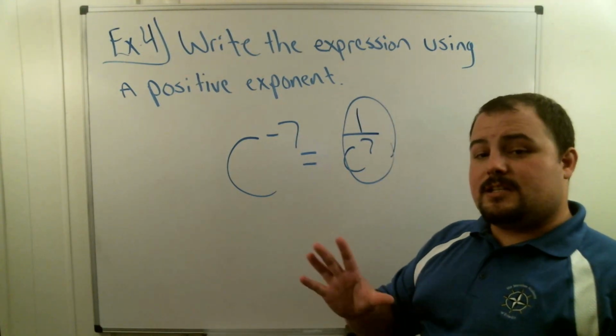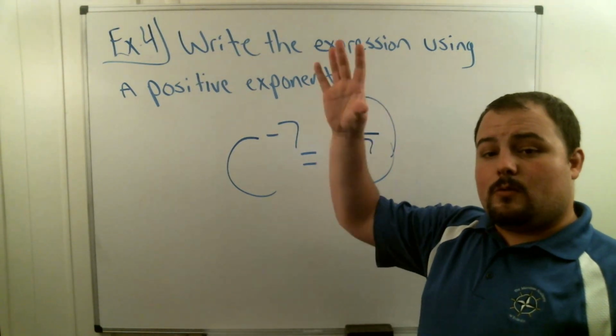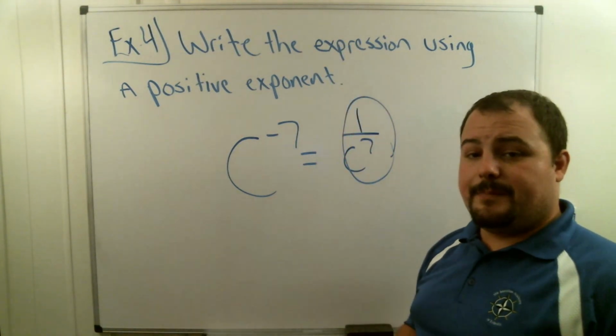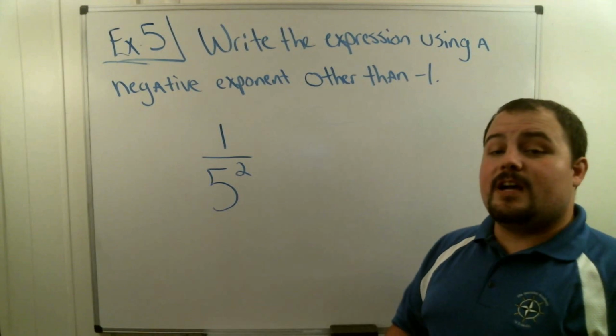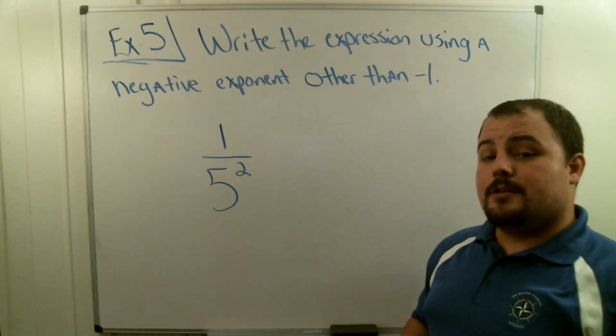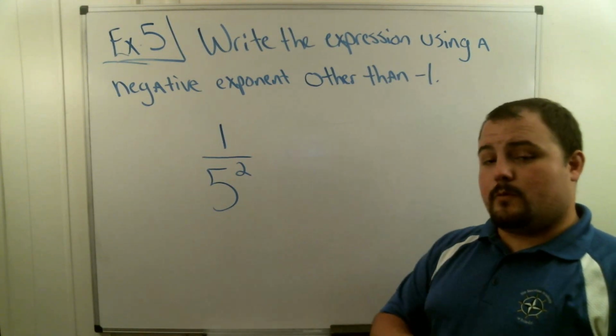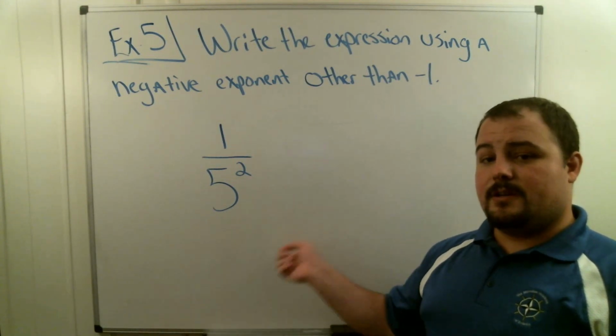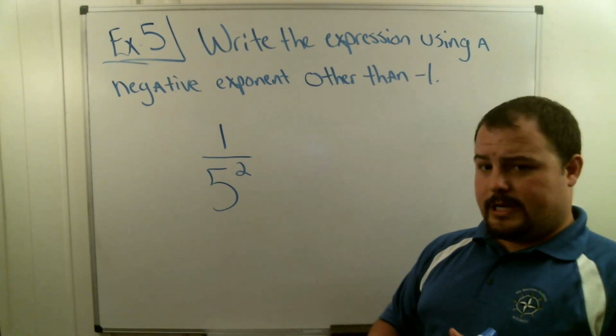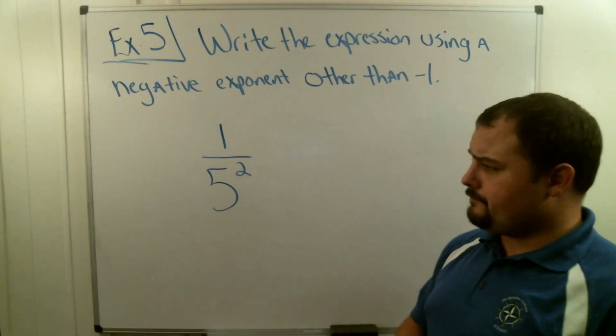So any number that has a negative exponent, you can change by having a 1 on top and a positive exponent on bottom. In example 5, what we're going to do is flip things around. Instead of changing from a negative exponent to a positive exponent, we're going to change from a positive exponent to a negative exponent. So we're going to go backwards from where we were.